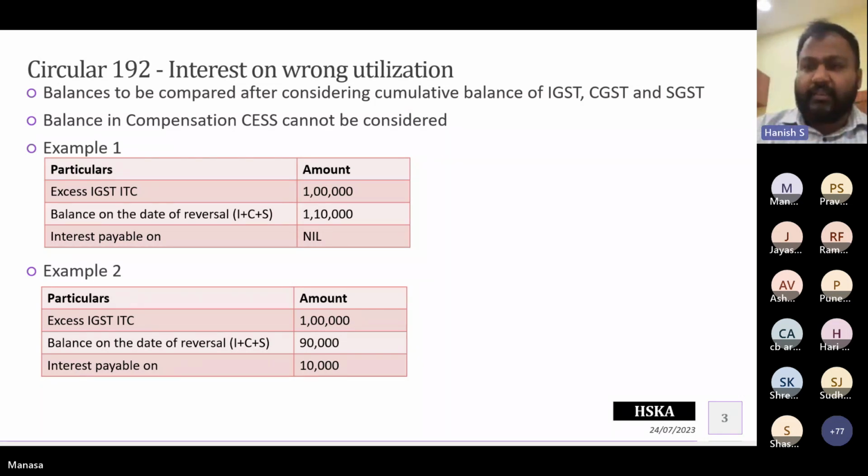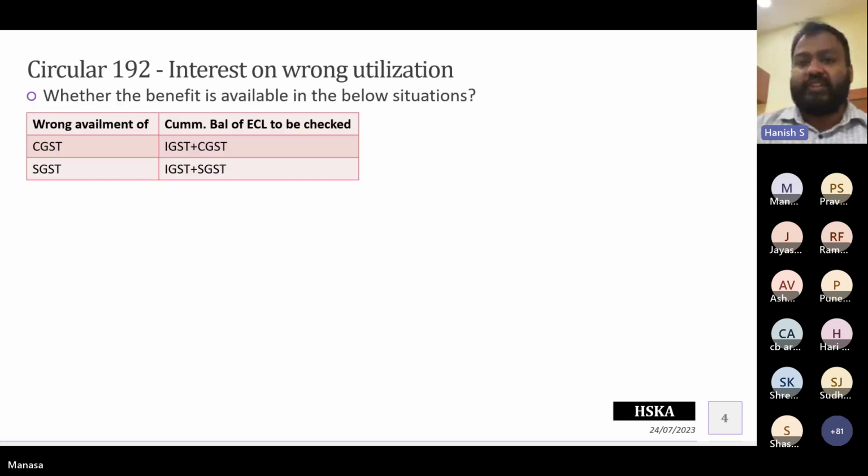Okay. Now, though the circular gives answers as far as IGST incorrect availment of credit is concerned, it keeps a few questions unanswered, because the logic which has been given is IGST can be set off against CGST and SGST. Okay, that is the logic which has been given. So what if I have wrongly availed CGST credit, and I have a CGST balance plus an IGST balance, both put together greater than the incorrect credit which I have claimed? Similarly, as far as SGST is concerned, I have SGST plus IGST balance, which is greater than the credit which I have incorrectly claimed as far as SGST is concerned.